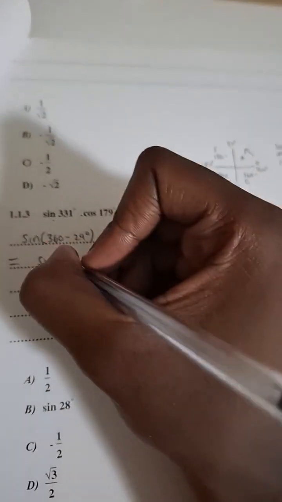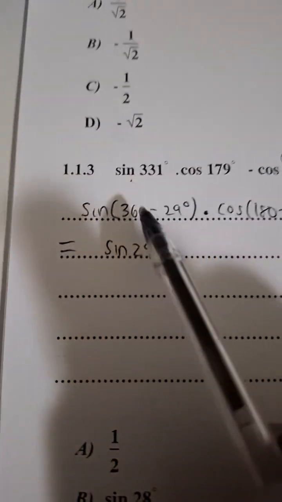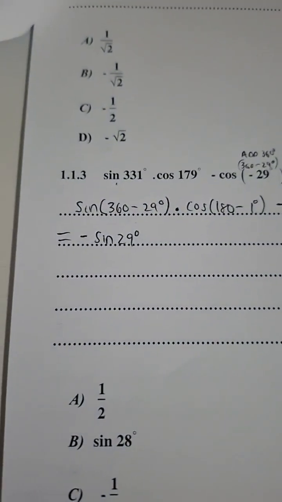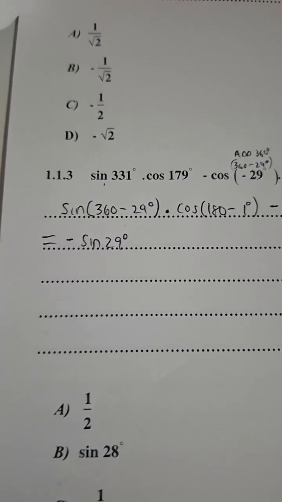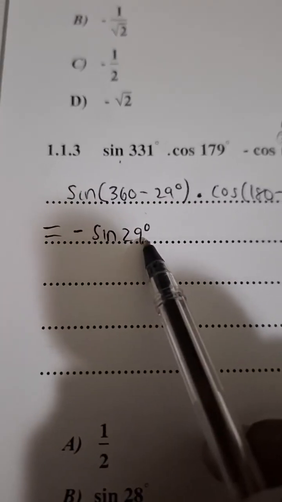This one will be reduced to sine 29 degrees. I just need to determine the sign by using the cast diagram. So 360 minus is in which quadrant? It is in the fourth quadrant. In the fourth quadrant, how is sine? Sine in the fourth quadrant is negative. So I know I'm going to put my negative sign there, because with my function values, 360 minus, 180 plus, and 180 minus, only the sign will change. The trig ratio does not change. So it's negative sine 29 degrees.